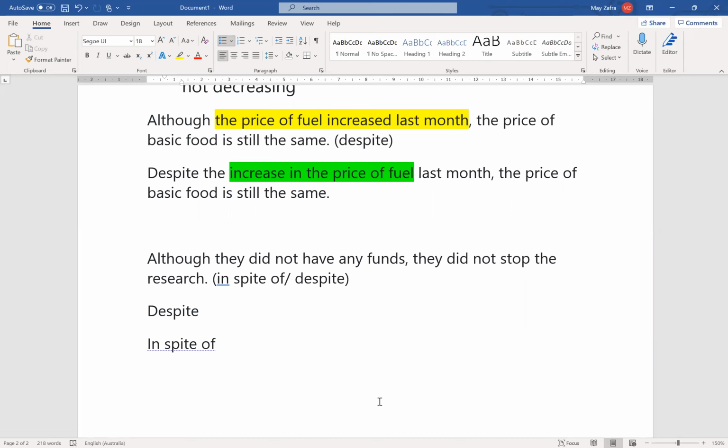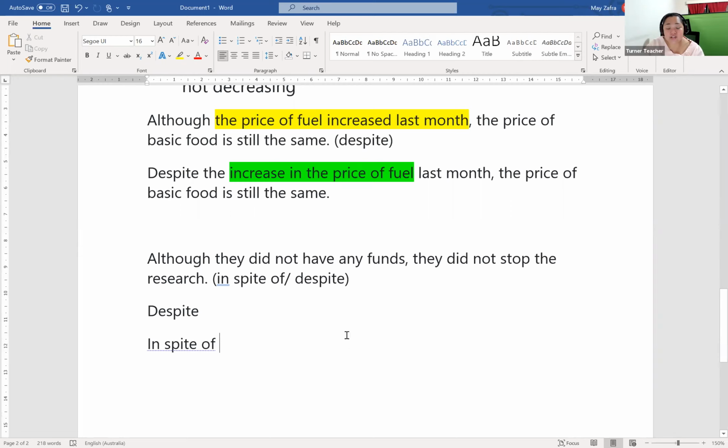So May, we have to use our own words, so we have to pick from yours, although they did not have any funds. Yeah, you have to rewrite the sentence using despite, but you have to think of a proper word to use because you need a noun after that. So not having any funds is not a noun, right? You have to think of a word that would fit in your sentence, but it has to mean the same thing. Oh, okay.